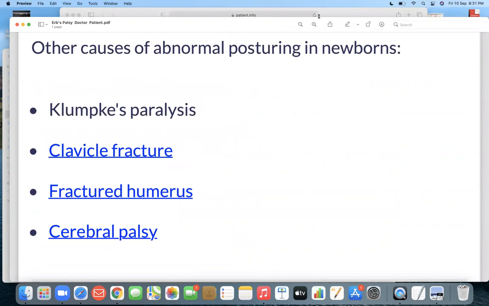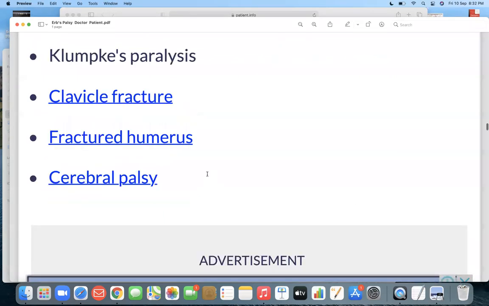Your differential diagnosis can be Klumpke's palsy, clavicular fracture, fractured humerus, and CP. This was told by Dr. Muzna. She told clavicular fracture and fractured humerus, but she did not say this because she was clear with the hand grip. Also you can put CP. These three can be put as your DDs.